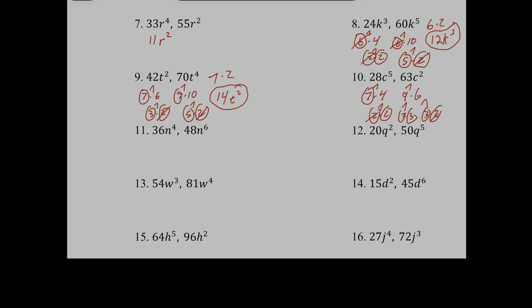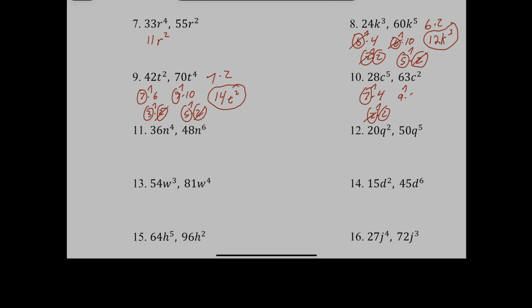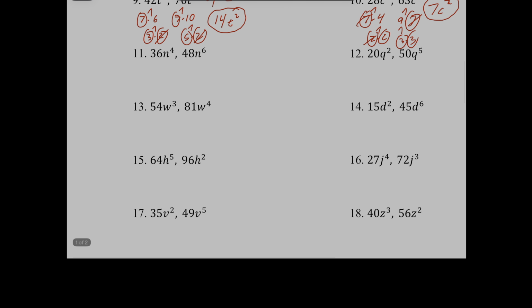Oh, you know what would have helped? If I would have been smart enough, and instead of 9 times 6, I would have written 9 times 7, and I would have seen the 7 right there, and I'd pull out a 7. Now, if I break down the 9 to 3 times 3, I see there's no more matches, so my answer is 7c squared. Look at me! I just made a silly mistake, and that happens a lot in math, but always go back and check your work.